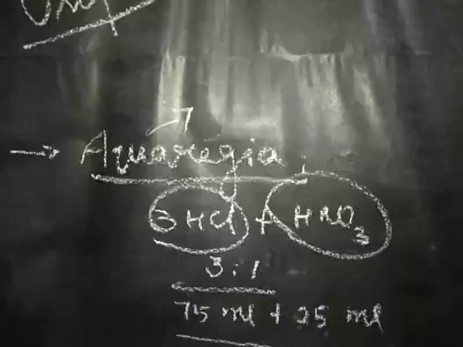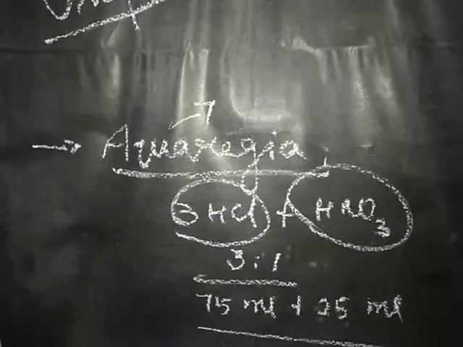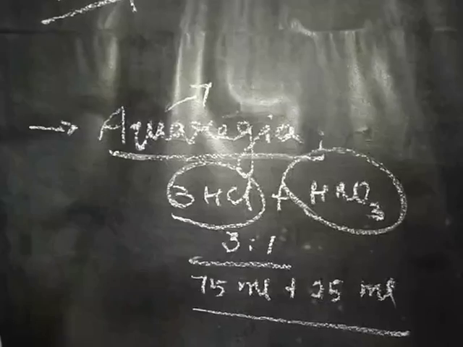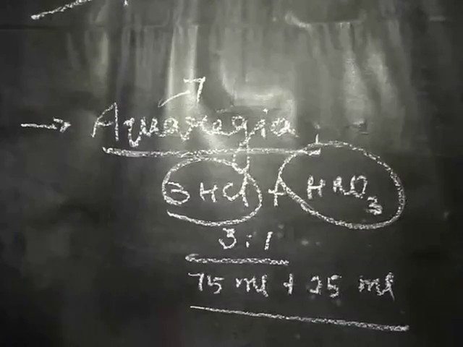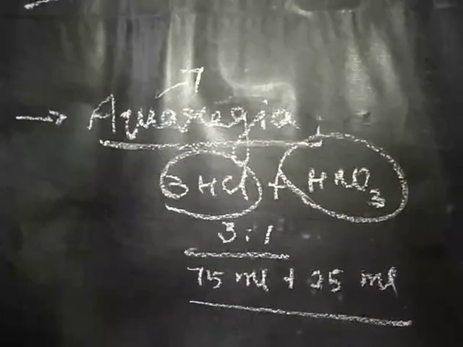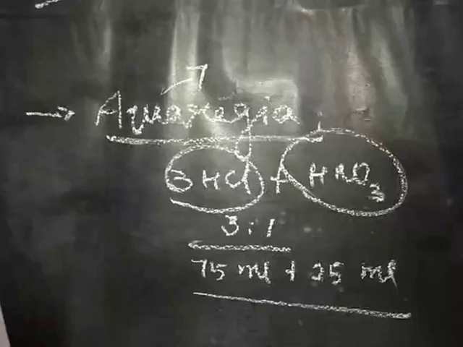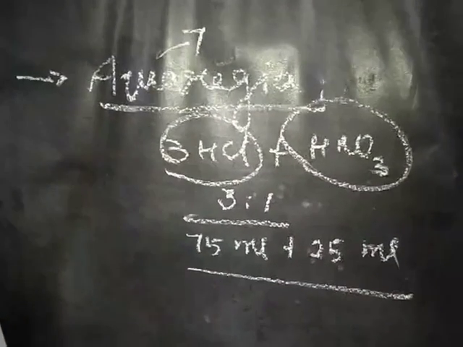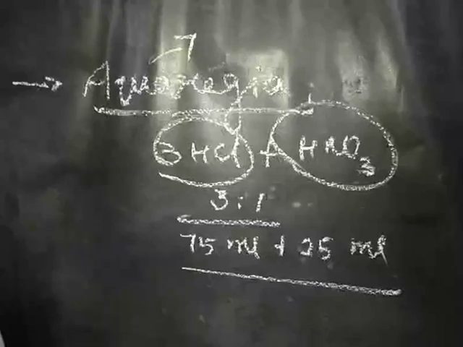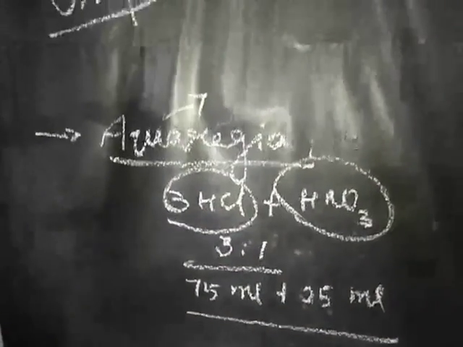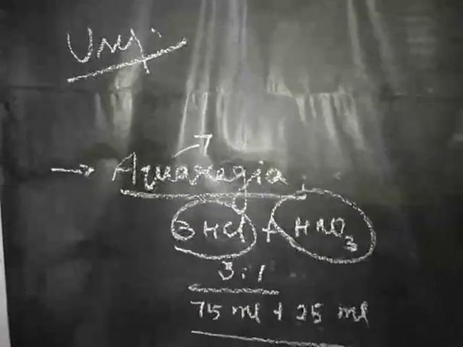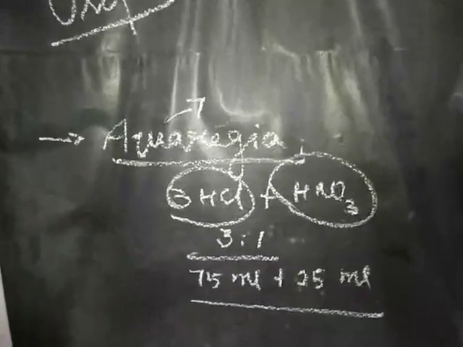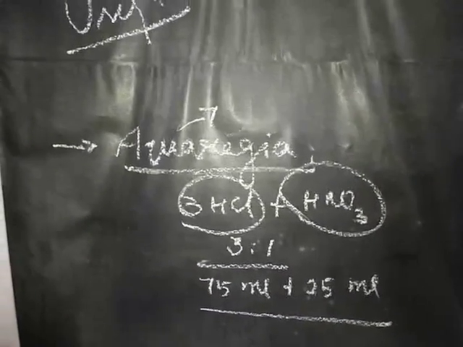Next, uses. First point, it is used to dissolve metals such as gold and platinum, noble metals. Noble metals means valuable metals. Second one, it is used for cleaning and refining of gold.